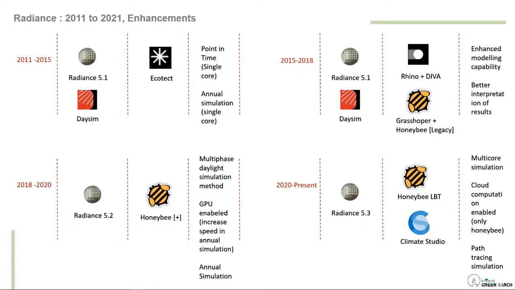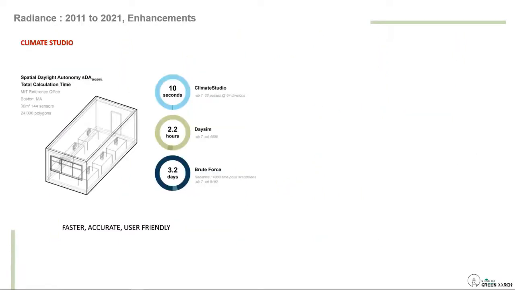And the last one is path tracing simulation. That is a game changer for the lighting industry. That is being used in Climate Studio. It is not used in Honeybee. And to explain this, coming to the next slide. Path tracing is nothing but, whenever one particular simulation is done or one particular algorithm is solved, it is directly visualized on your screen.